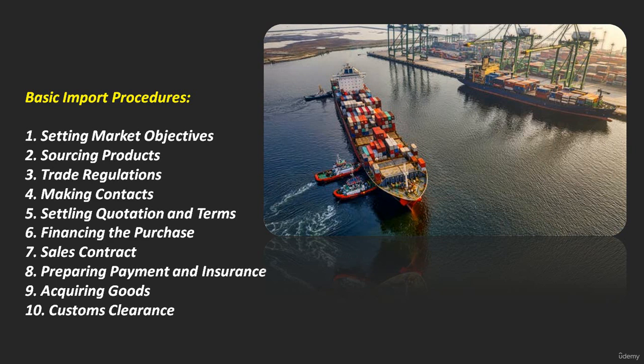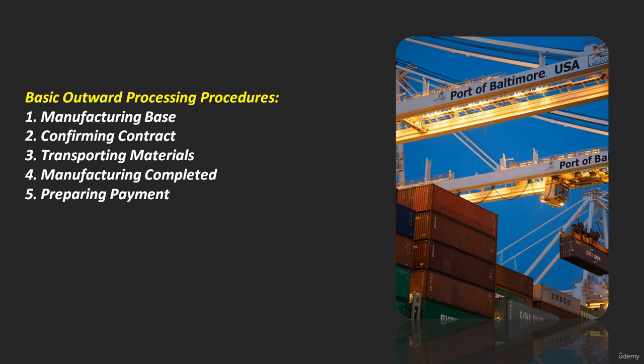So what are the basic outward processing procedures? Starting from the manufacturing base, it is merged with setting up or liaising for overseas production facilities, for example, a joint venture partner. And second one is confirming the contract. It will be on confirming the outward processing contract with the processing partner. Third one is transporting materials. So arranging shipment of the raw materials, parts or semi-manufactures to the overseas processing partner, and arranging imports of the finished and semi-finished products.